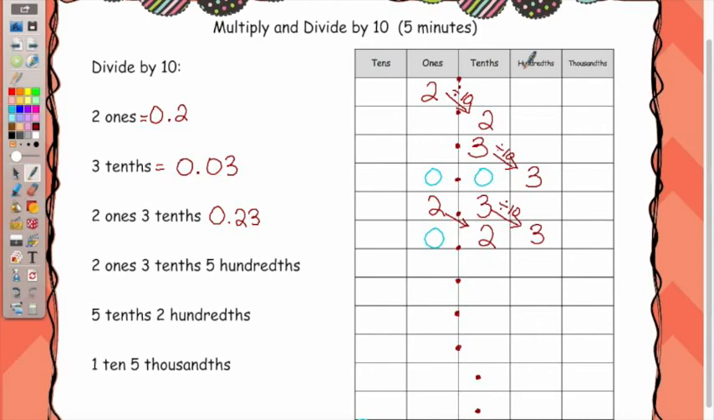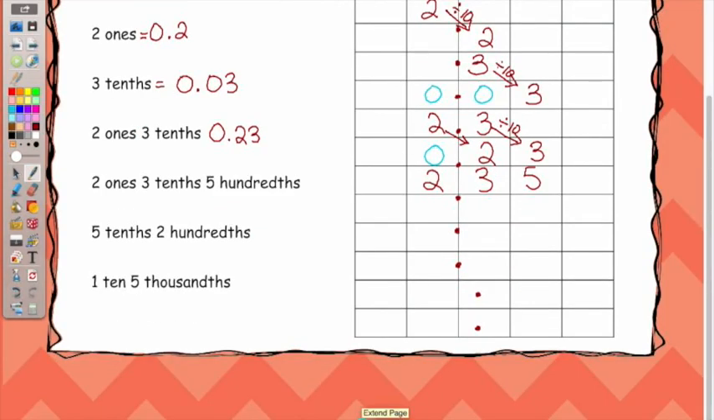Okay, next one. 2 1s, 3/10, 500s. Here's a mistake I saw yesterday. I want to point out mistakes so we can learn from them. The 2 is the last number you move. What's the first number you move? The 5. Make sure you move the 5 first, and it just goes over 1 and down.